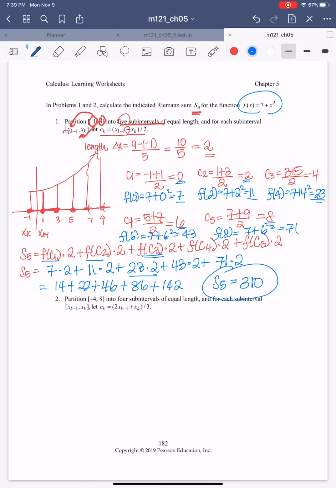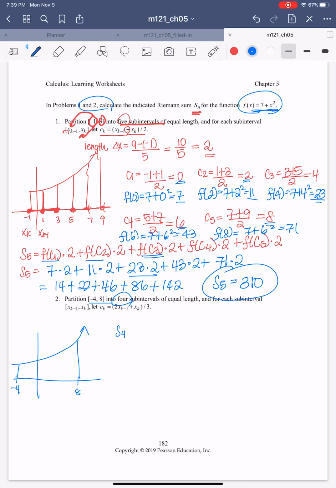Let me pause for a minute and see if we are okay here. Now, number 2 is exactly the same. We will be using the same function, but partitioning from -4 to 8. So your curve starts at -4 all the way up to 8, so it will be kind of like more lower like this. And then you're partitioning into 4 subinterval. So you're calculating S sub 4.